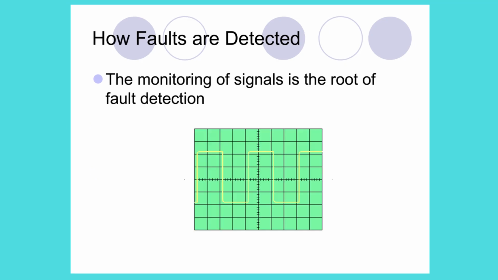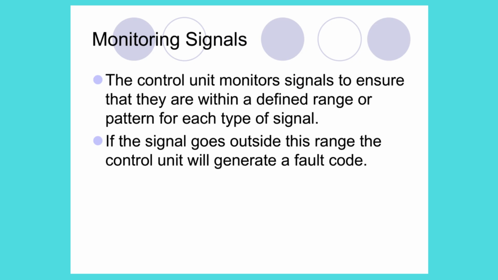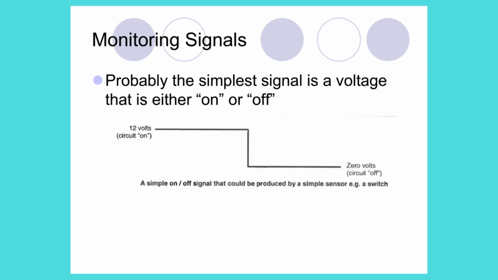The monitoring of signals is the root of fault detection. The control unit monitors signals to ensure that they are within a specified range or pattern for each type of signal. If the signal goes outside this range, the control unit will generate a fault code. Probably the simplest signal is a voltage that is either on or off. The signal can be produced by a limit switch, which switches off or on when the device reaches a specific position, like on an electric window, for example.